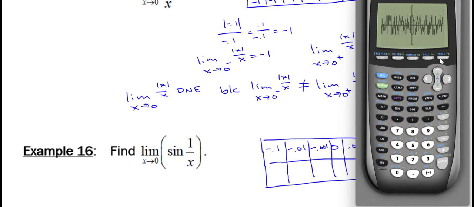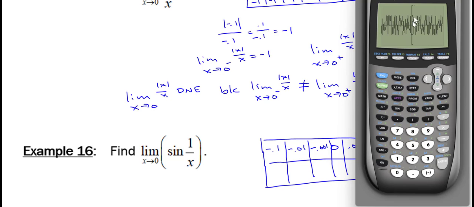So what do you guys think? Is there a limit? Does it seem like the graph is settling down on a number at the center of this oscillation? Right here at 0. 0 is the center of oscillation. Does it seem like that graph is settling down? I don't think so. I think the more we zoom in, the more it oscillates, right?